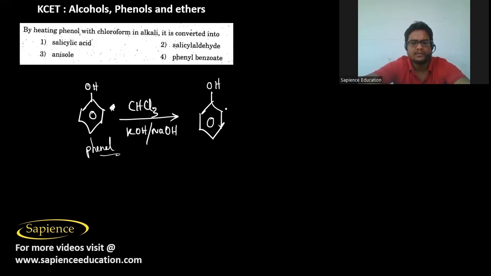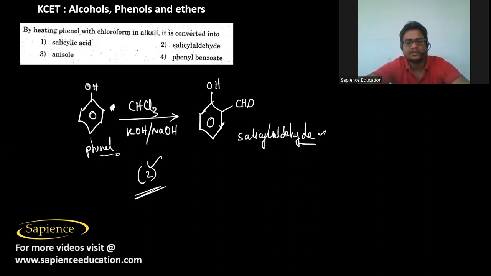Here orthohydroxy benzaldehyde is formed, so it is called salicyl aldehyde. So option 2 is the correct answer. Simply it means that one CHO group, one aldehyde group, will be linked in the ortho position.